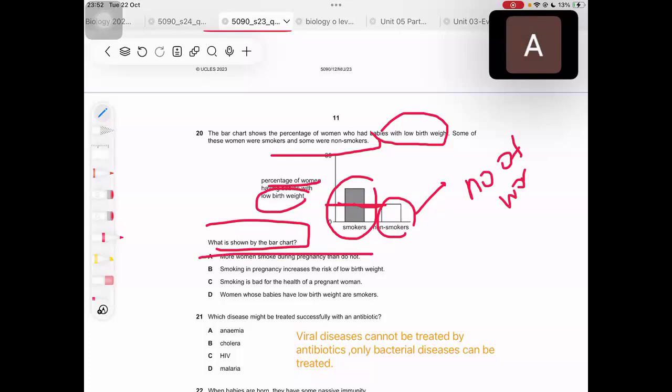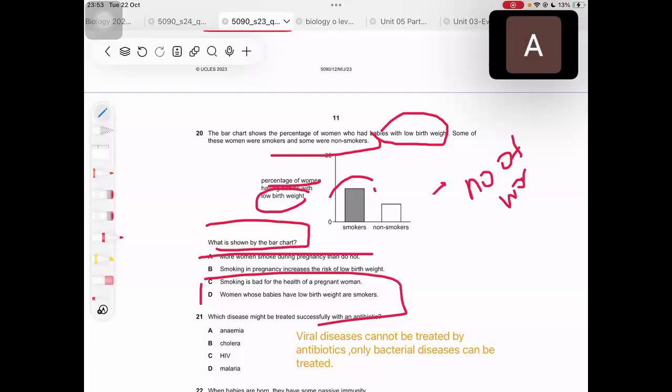B: smoking in pregnancy increases the risk of low birth weight. You can't say that directly either, because we can't come to a conclusion like that without going through the answers C and D, right? So in this type of graph question, you have to read all four answers before coming to a conclusion, because sometimes there can be a more appropriate answer than the one you chose.